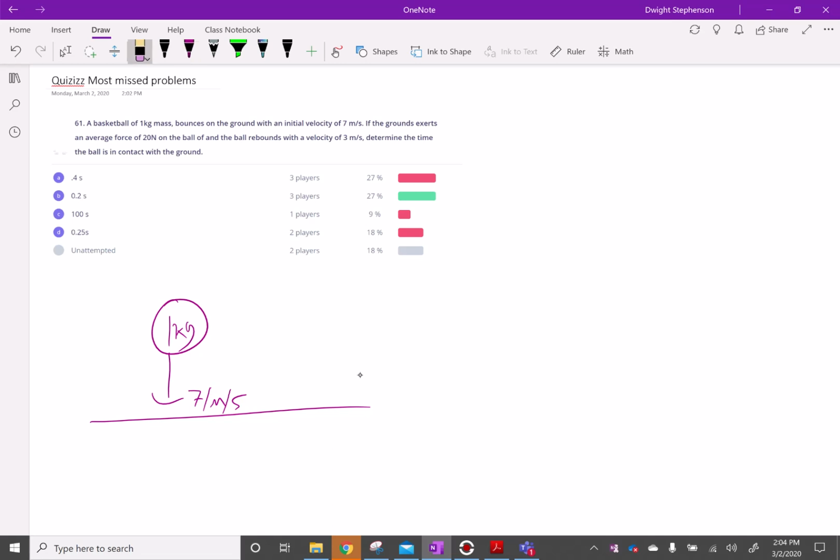And then it bounces back up. And when it bounces back up, it still weighs 1 kilogram, but is moving at 3 meters per second. And we know that when it was in contact with the ground, the force was 20 newtons, right? So what we're trying to figure out is how long was it in contact with the ground?